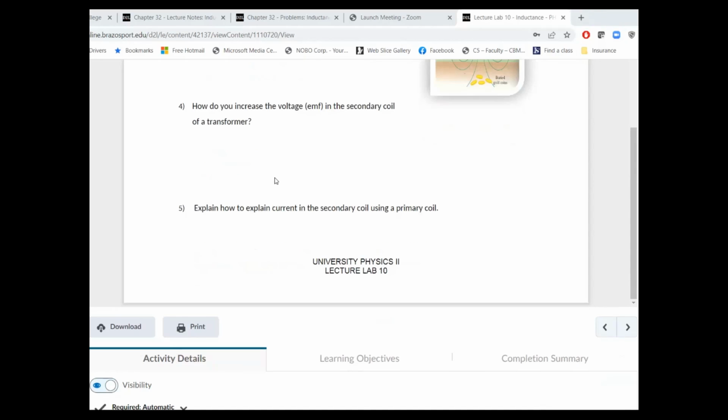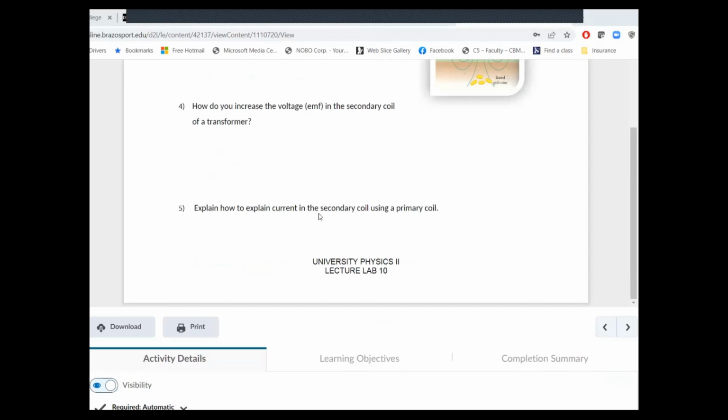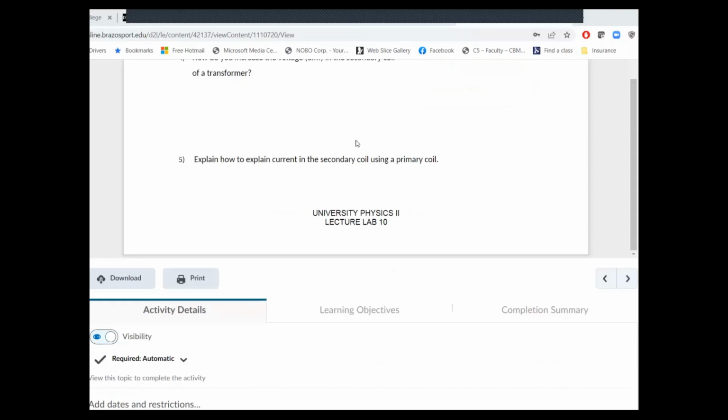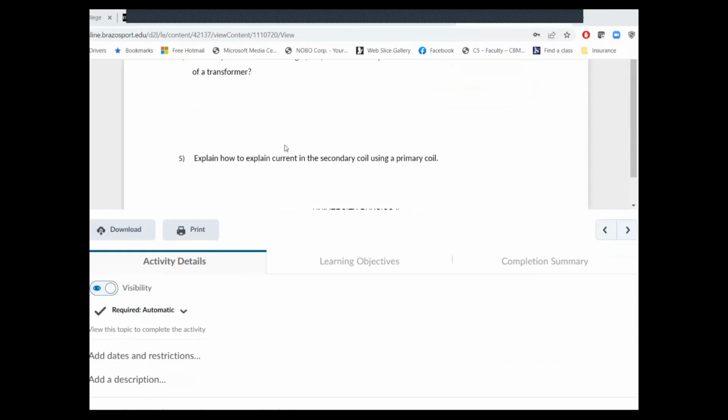So the question is, why is the change of flux in the secondary the same as the change of flux within the primary? The reason is that the magnetic field generated by the primary coil is pretty much contained within the iron core. For this to work, you have to have an iron core, and the iron core is going to be able to contain and redirect the magnetic field through the secondary coil. So the change of flux within the primary is going to be the same as the change of flux within the secondary. So if you increase the number of turns in the secondary, that's going to increase the electromotive force in the secondary.